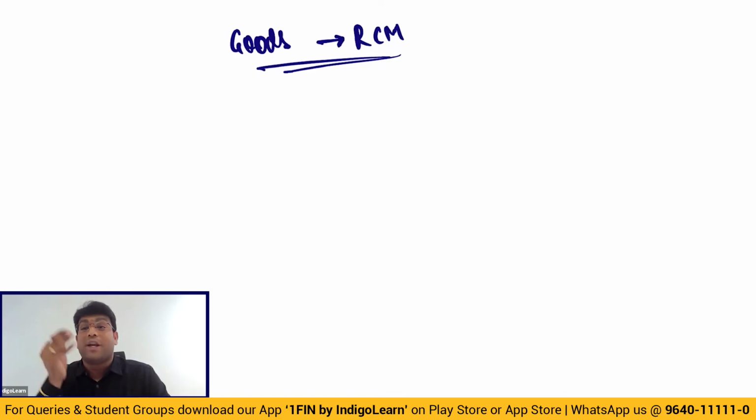Services by an author to a publisher, but the author can choose to pay under forward charge. Music composer to music company. So like this, there are various important points in RCM. And there's also one point called legal services. Legal service given to a business entity is also covered under RCM. But we are not talking about services now, we're talking about goods first. And in our syllabus, we do not have the list of goods covered under RCM.